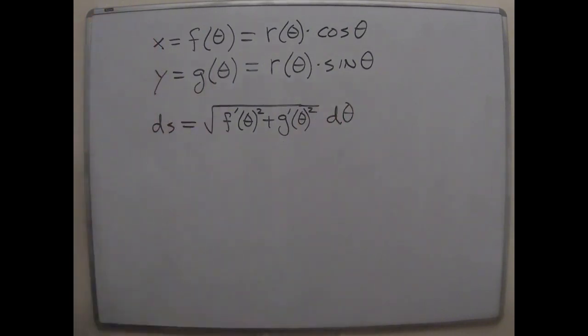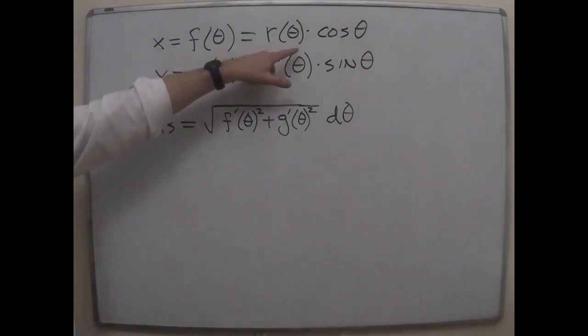Theta is just as good a parameter as any other letter, so you're just thinking of this as the same thing as in the parametric form, but to figure out f prime, I'm actually going to need to use a product rule.